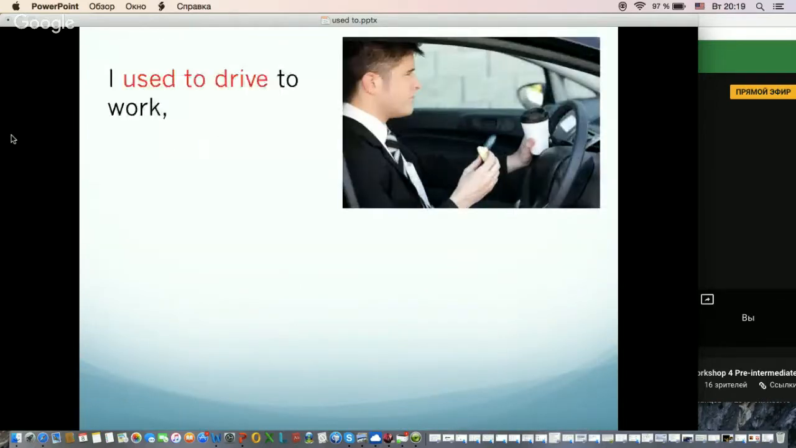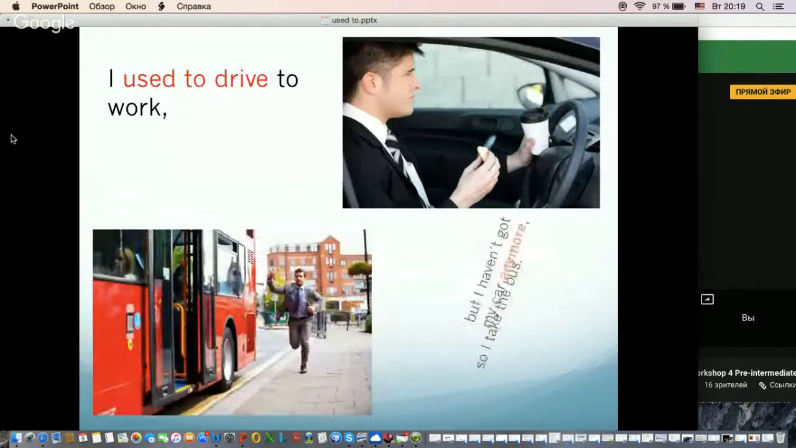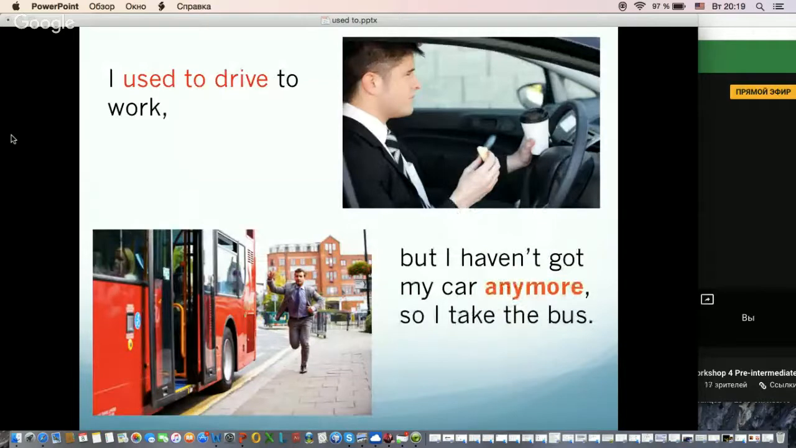Okay, and another one. I used to drive to work, but I haven't got my car anymore, so I take the bus.